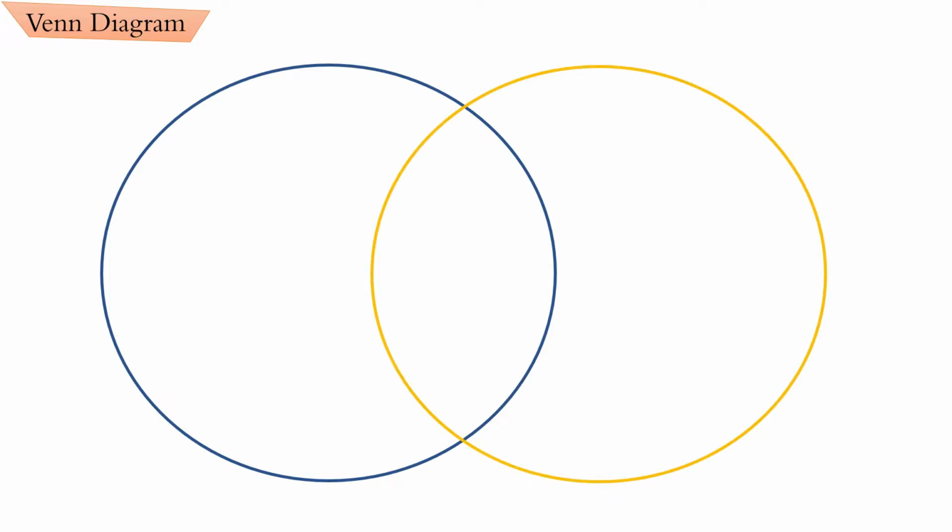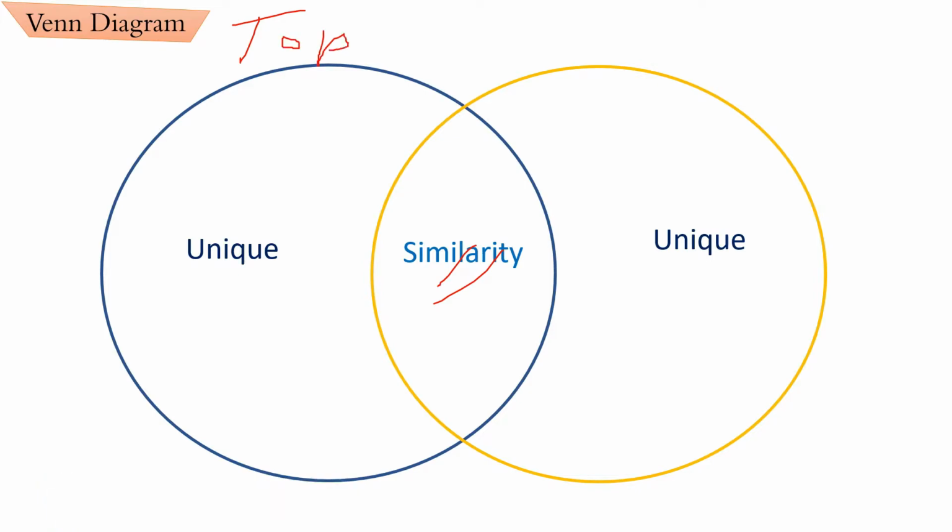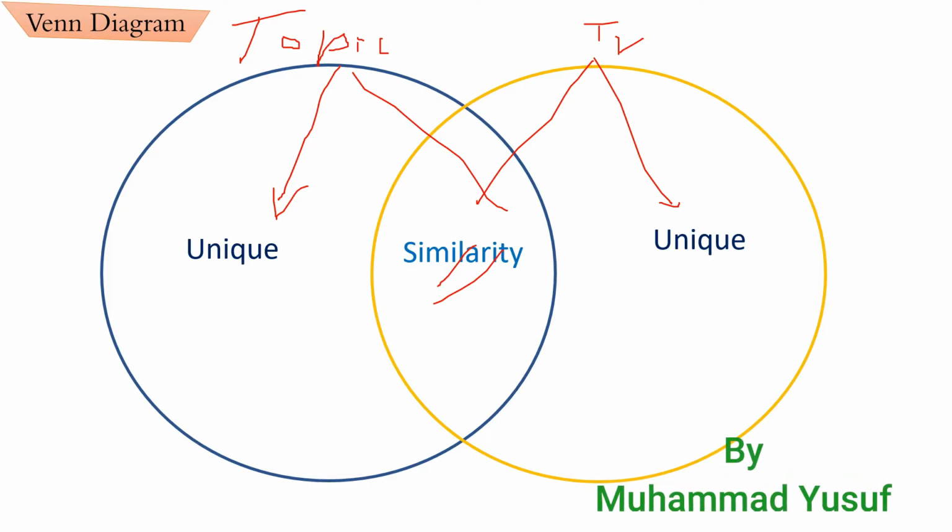These are the two circles, and this area is used for similarity between two topics, and these two circles are used for unique features. For example, we have two topics to compare and contrast. The unique feature of topic 1 is written here. Similarly, the unique feature of topic 2 is written here, and the similarity between these two topics is written here. So in this way we can compare and contrast two topics through a Venn diagram.